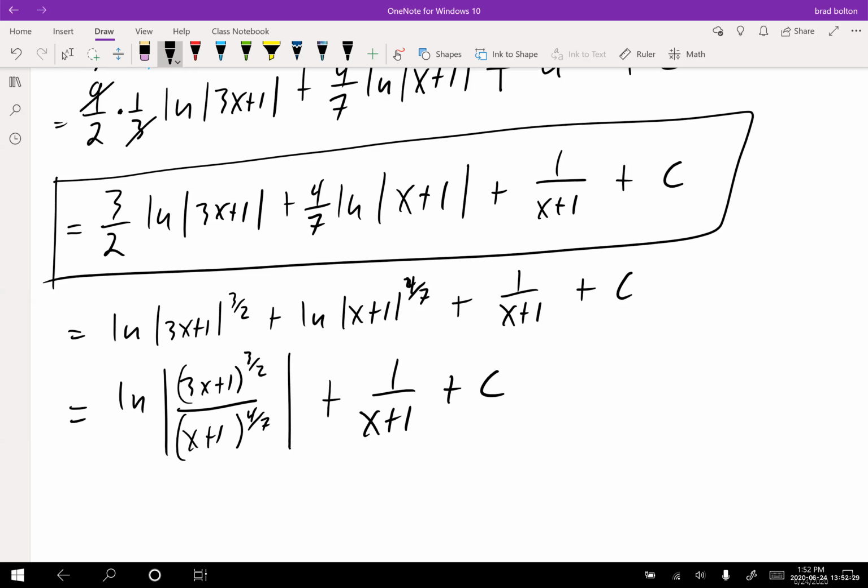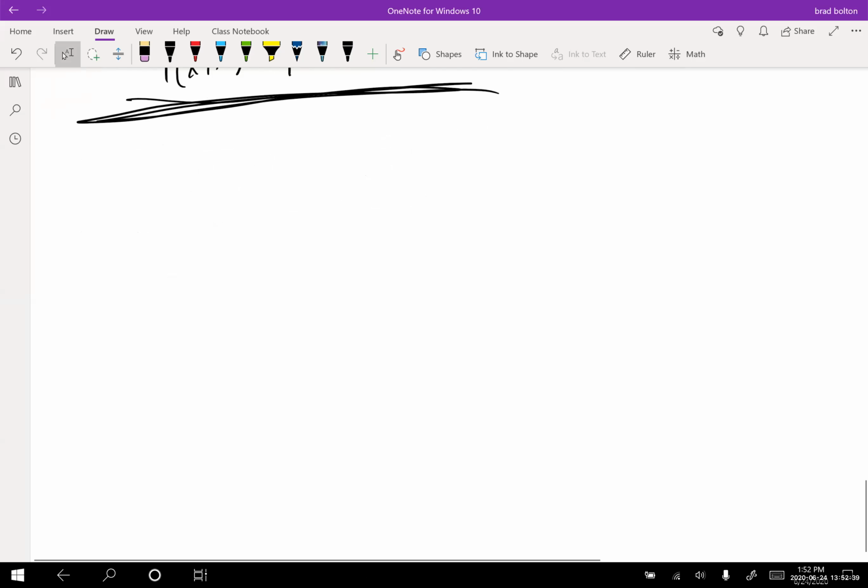I would take this answer up here though. That answer is totally acceptable to me. I actually prefer it, but this answer is a little bit cleaner looking. I can see the point why the book wants you to clean it up.